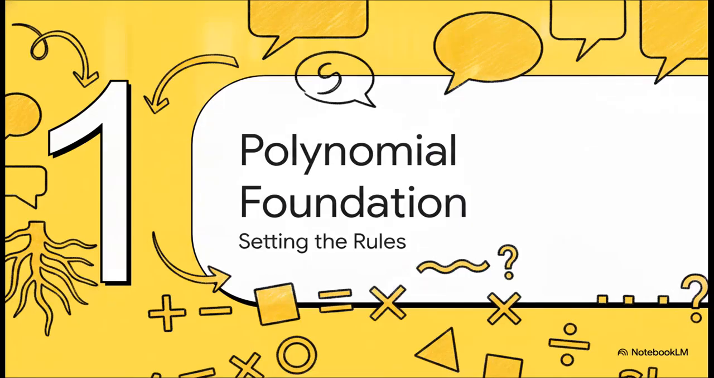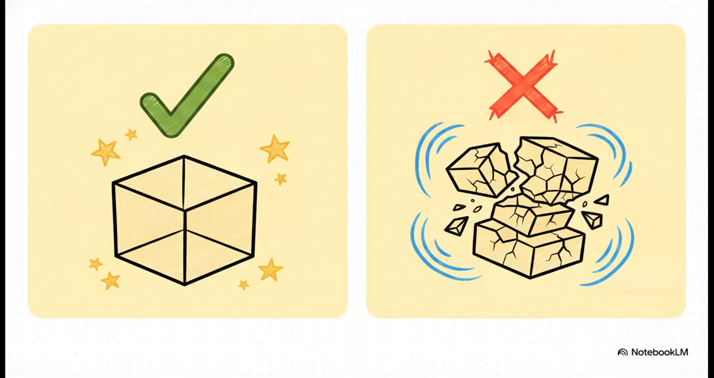Section 1. The polynomial foundation. Setting the rules. Okay, first things first, we gotta know how to spot a real polynomial. We have the valid ones, like 3x squared plus 5x minus 7, or even just the number 7. But then look at the other ones. These are total imposters. 1 over x, the square root of x, x to the power of -2. Yeah, no, these are absolutely not polynomials.